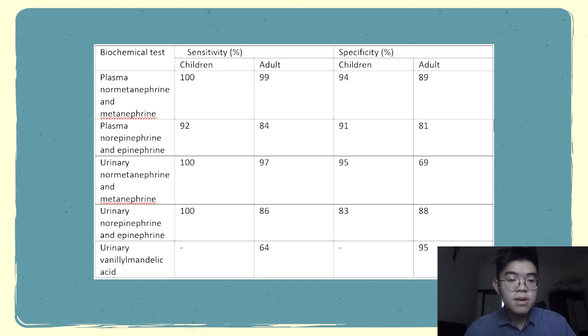Next, there is plasma norepinephrine and epinephrine, urinary normetanephrine and metanephrine, urinary norepinephrine and epinephrine, and urinary vanillylmandelic acid, with the best being plasma normetanephrine and metanephrine.